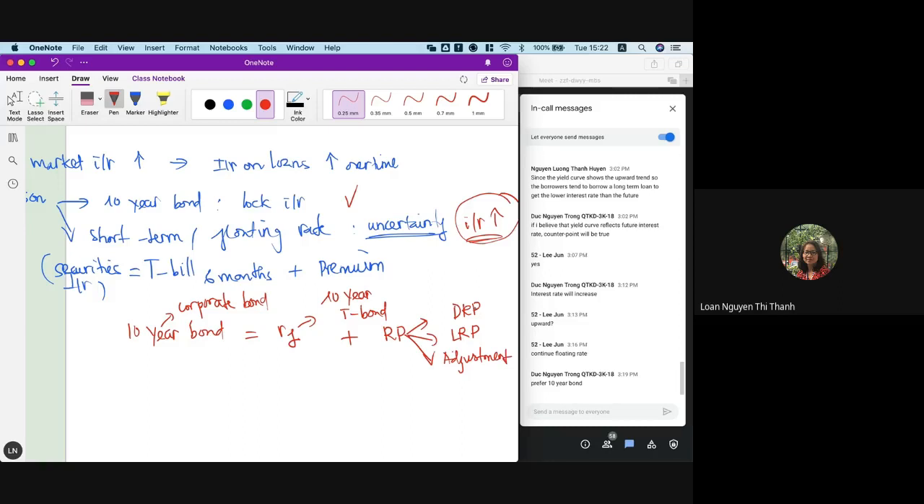regarding the credit rating, liquidity, adjustment of the tax or special filter of the bond, right? It is a structure of the yield of the 10-year bond. Okay, risk-free, you base on the Treasury bond and risk premium. That's all.